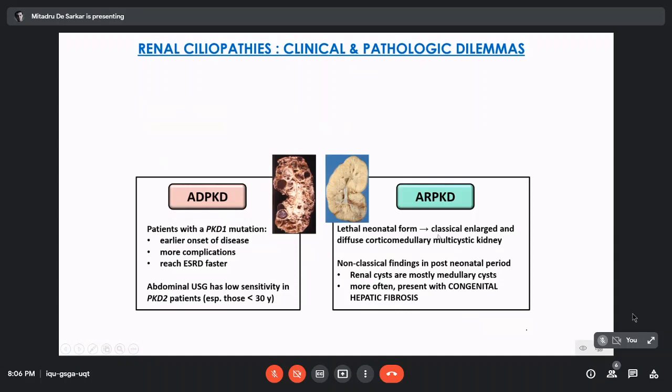ARPKD, again, if it's the lethal neonatal form, you would expect to see the classic textbook picture, but if you are getting the patient in the post-neonatal period, you will get mostly medullary cysts and actually you will have to look towards the liver.